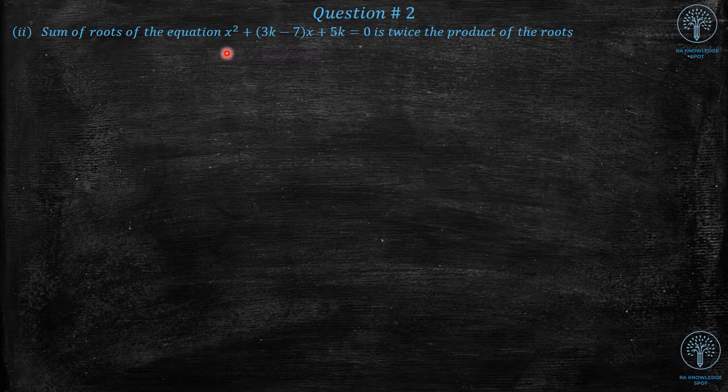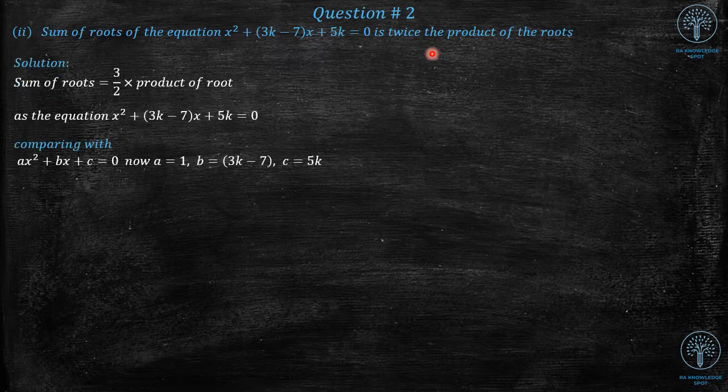Sum of the roots of the equation is this, and you can see the question. Now in the previous question it was twice, and in this question it is 3 by 2 times the product of roots. Both the questions are actually the same.